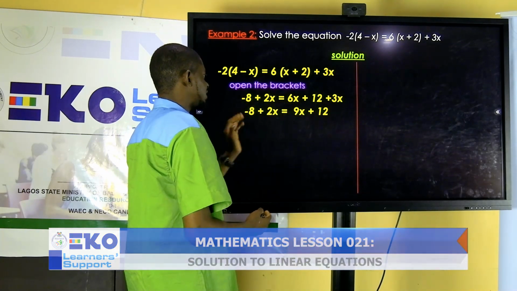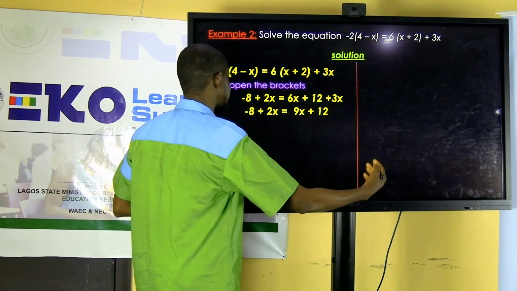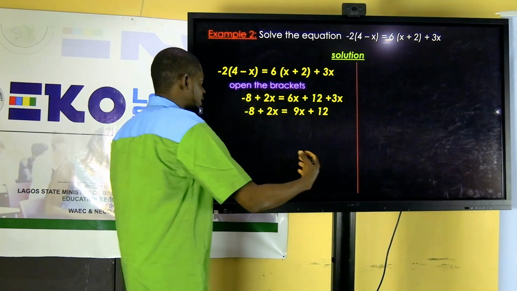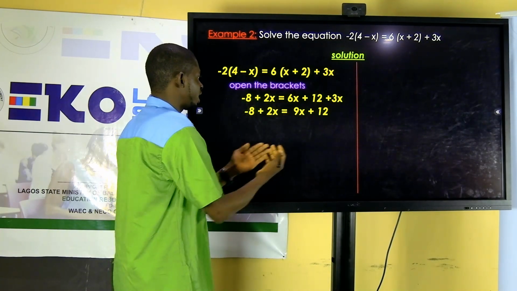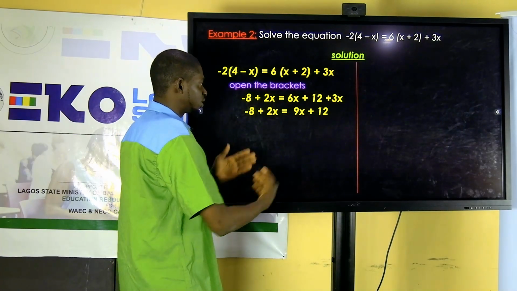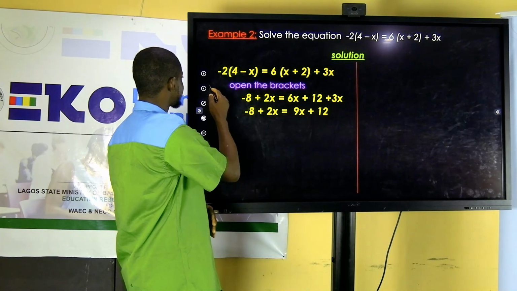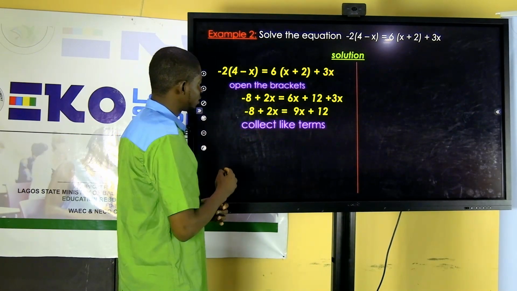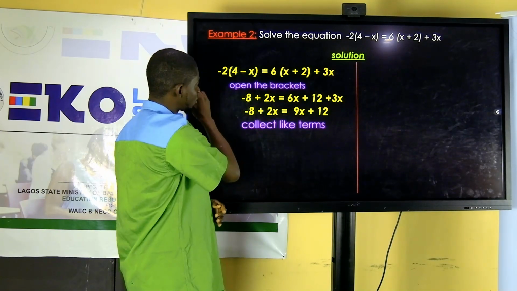So we still have x at the left-hand side, we have x at the right-hand side. Let's pack them to one side now, where x come to one side, and the numbers, the terms without x, goes to another side, which is our primary aim, collecting like terms.